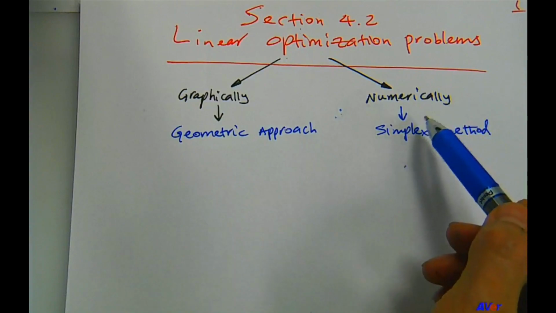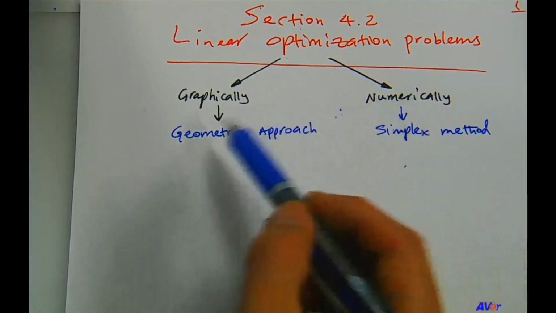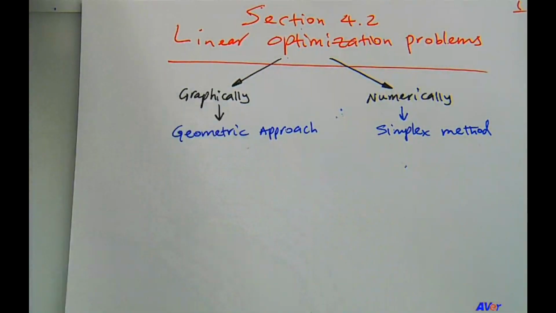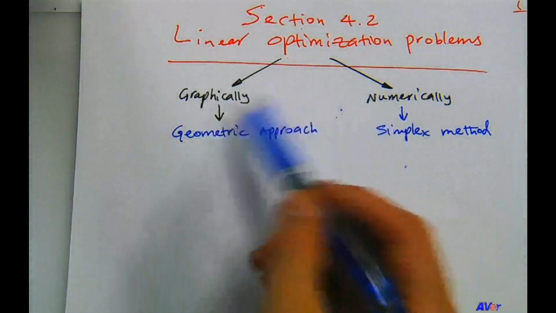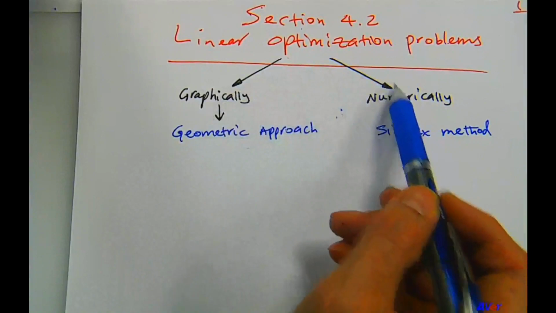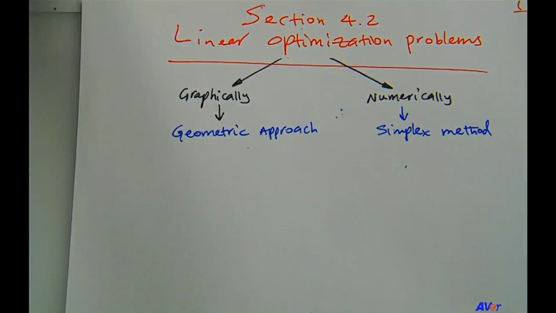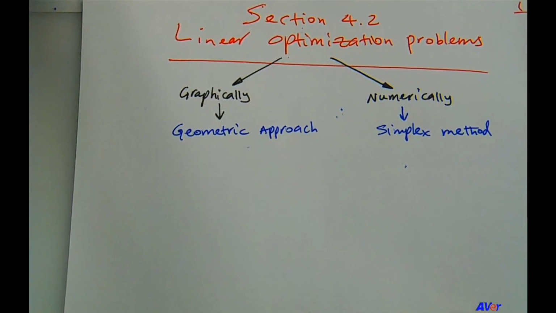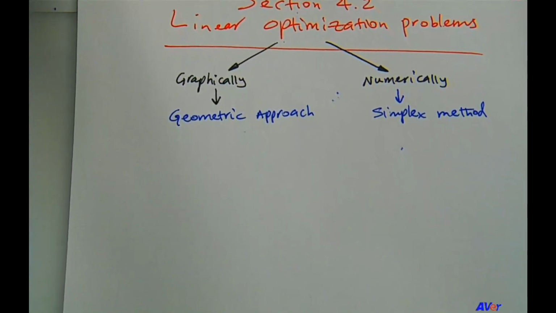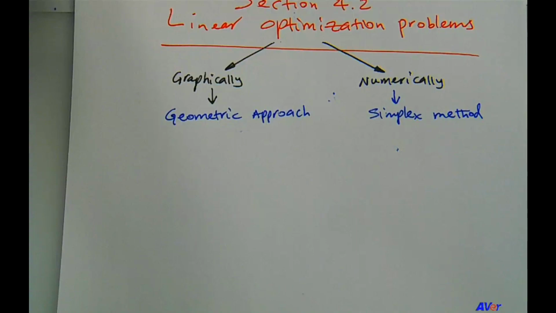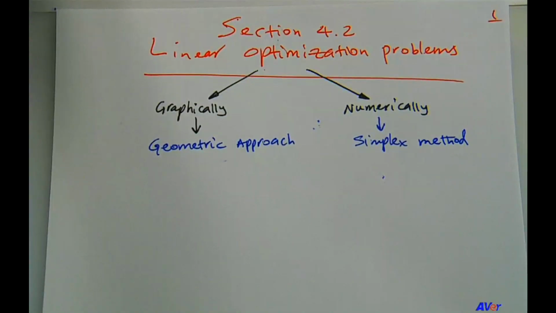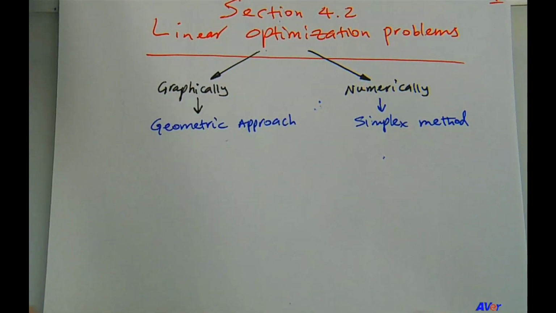But the main point being that the simplex method is numerical, the geometric approach is graphical, just like section 4.1, a little more than that, but just like that. And then together they can be used, either this or that, to optimize a linear function. There are also nonlinear functions that can be optimized, but that's not the subject for this course. Okay, so now that we discussed the big picture of what we're doing, let's see what optimization problems are to begin with. Okay, let's answer that question.